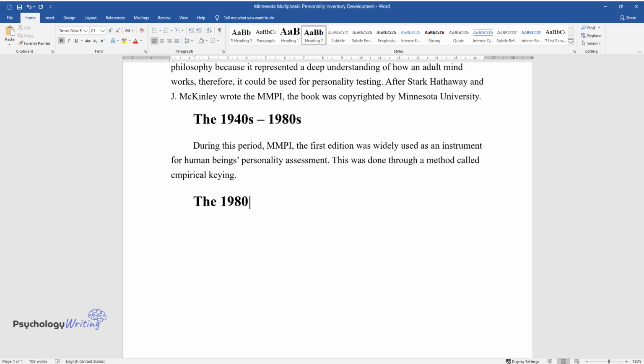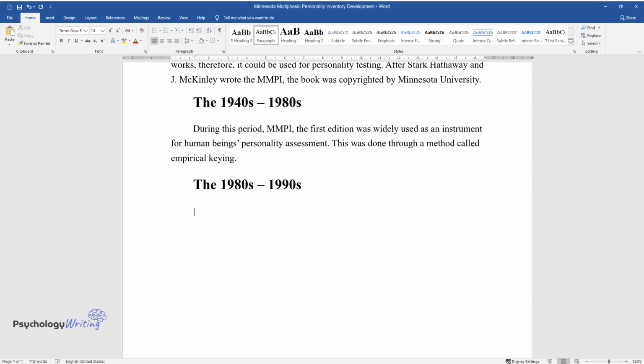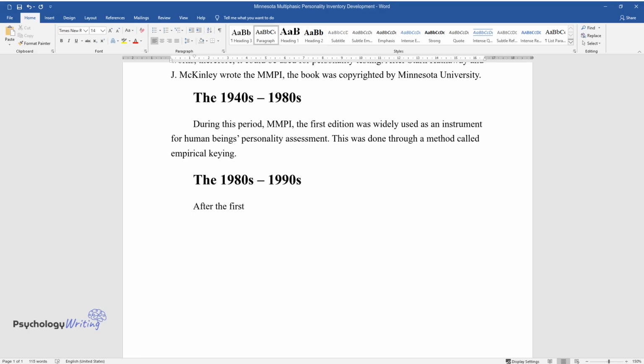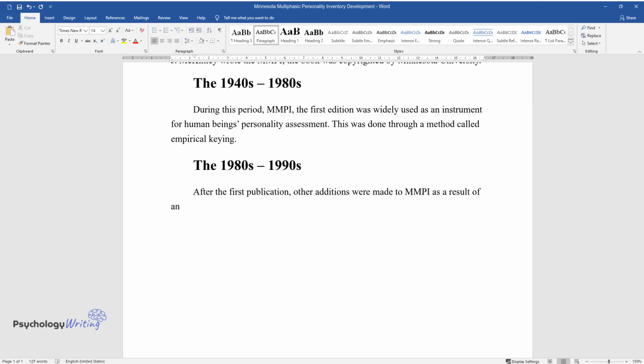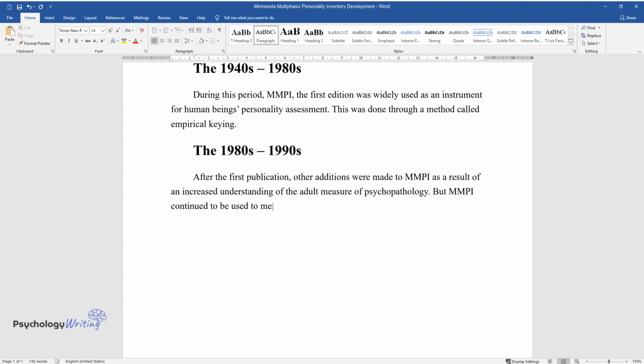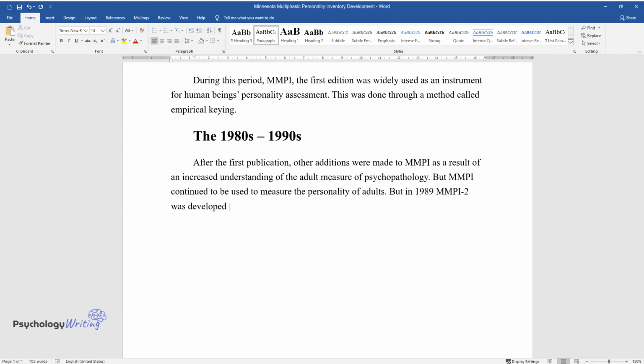The 1980s to 1990s. After the first publication, other additions were made to the MMPI as a result of an increased understanding of the adult measure of psychopathology. But the MMPI continued to be used to measure the personality of adults. But in 1989, the MMPI-2 was developed after modification of the MMPI.